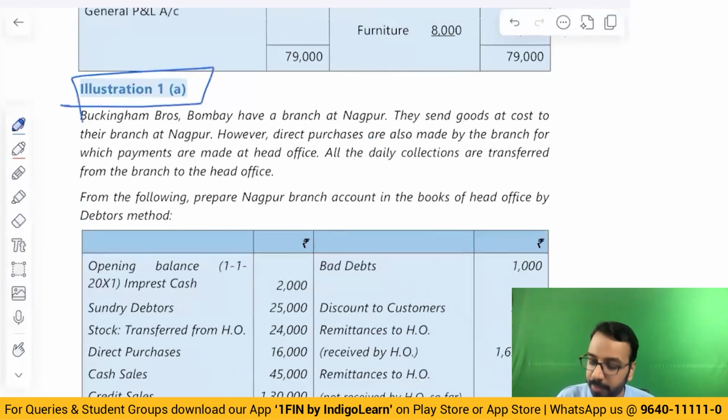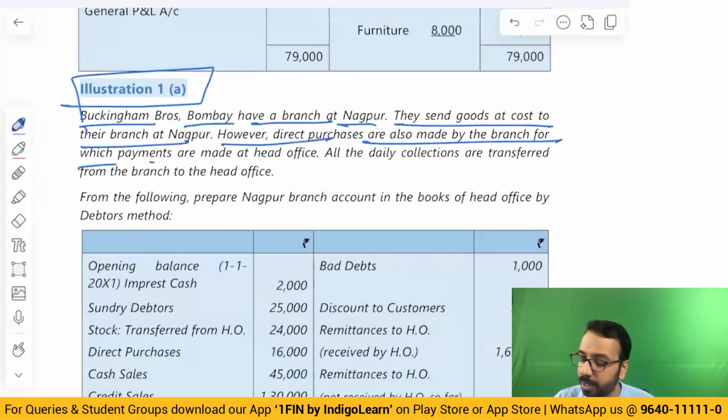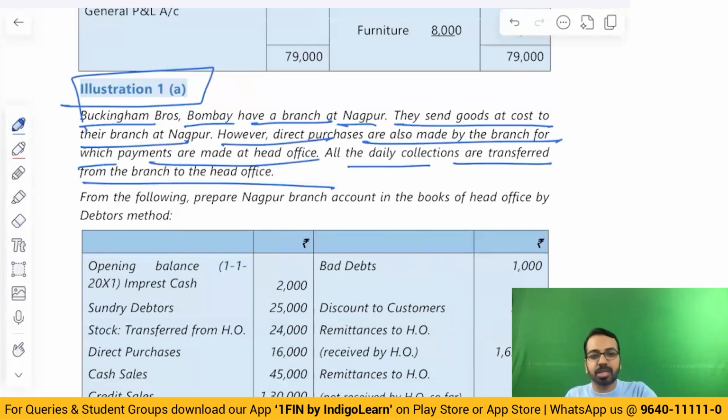Let's look at this question. Buckingham Bros, Bombay, have a branch at Nagpur. They send goods at cost to their branch at Nagpur. Direct purchases are also made by the branch for which payments are made at head office. So head office handles that. All daily collections are transferred from branch to head office. So whenever you see this, daily collections are transferred, head office makes the payment and all of that, it is an indication that this is your dependent branch.